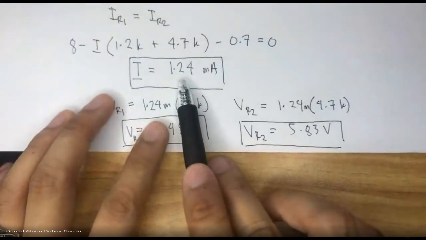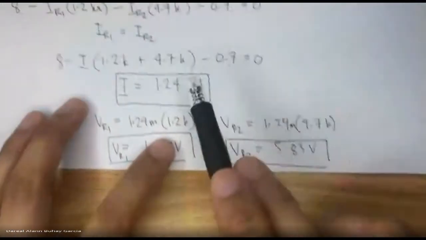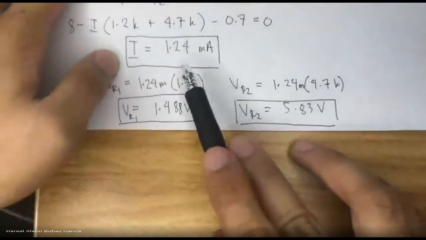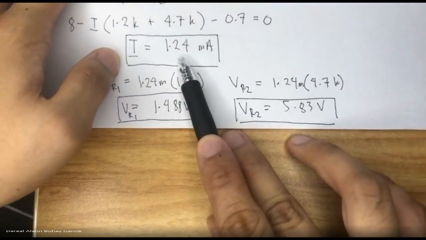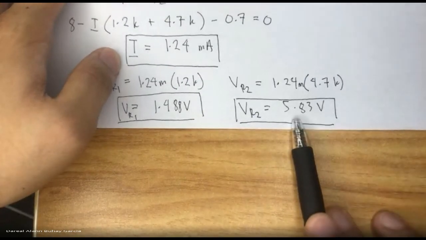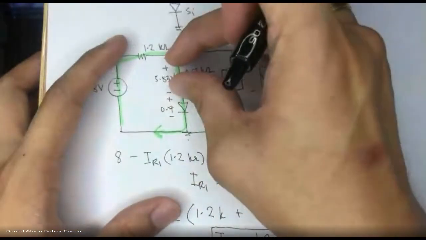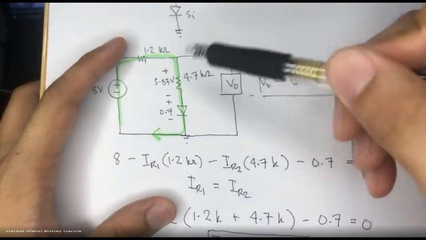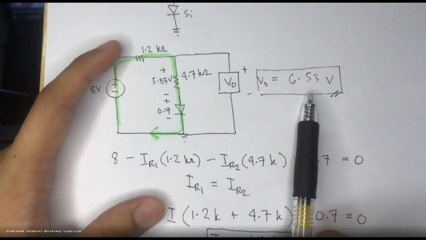Excuse me, sir. Can you go back to how you got the 6.53? I lost track of it. Okay. The total current in the circuit is 1.24, right? Since it is a series circuit, we got the voltage of the 4.7K resistor by multiplying 1.24 milli and its resistance of 4.7 kilo to obtain 5.83. So 5.83 is the voltage across that resistor. Then we just added 5.83 plus 0.7, which is 6.53. Okay? Okay, sir. Thank you, sir.